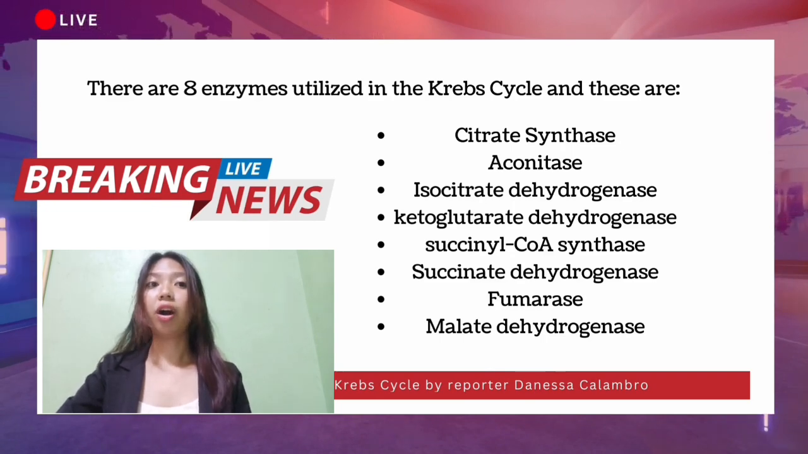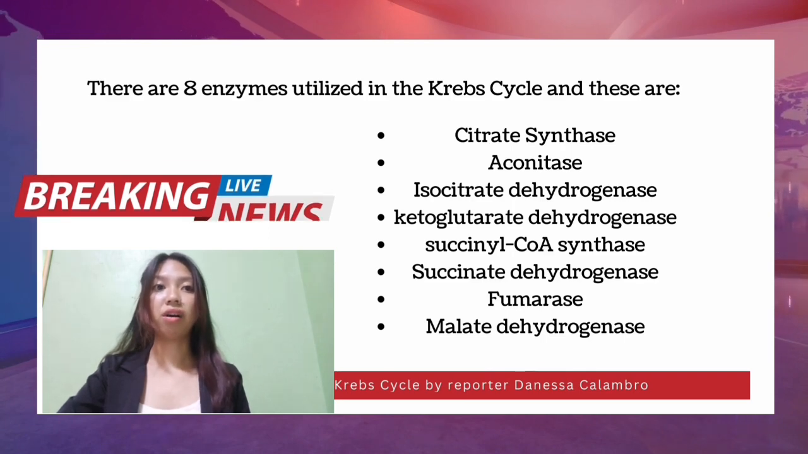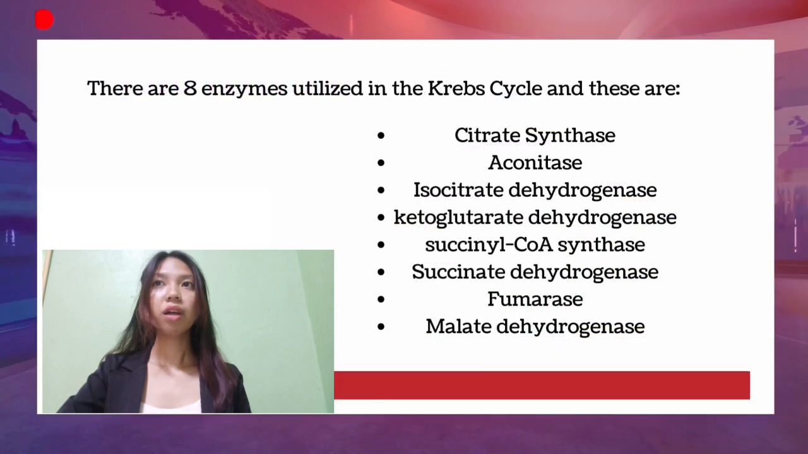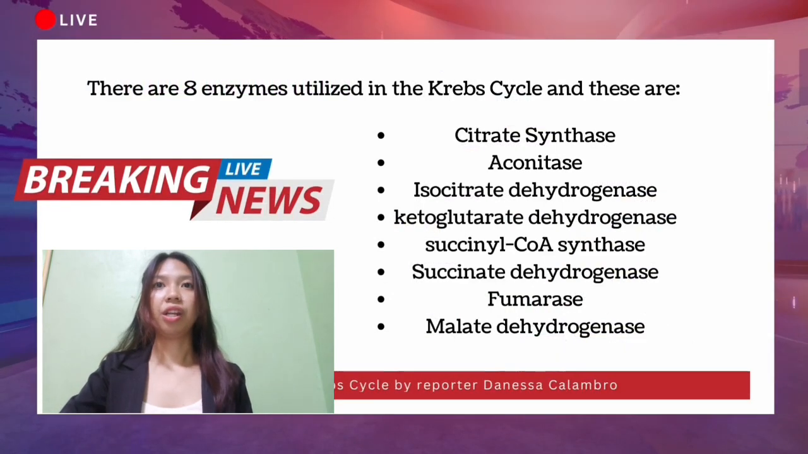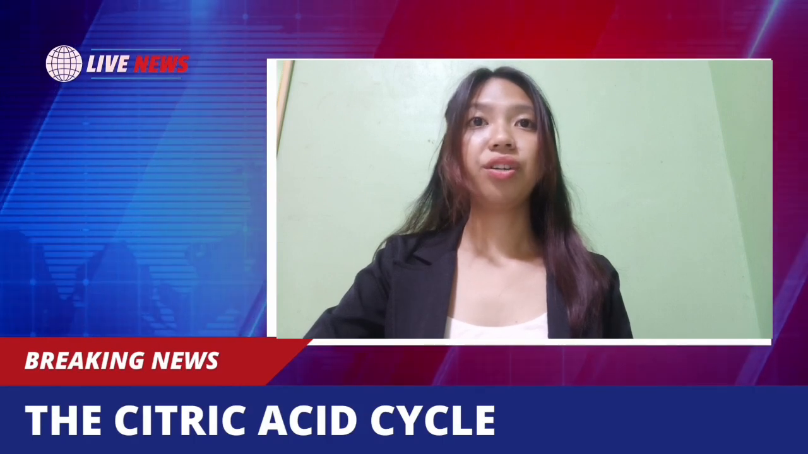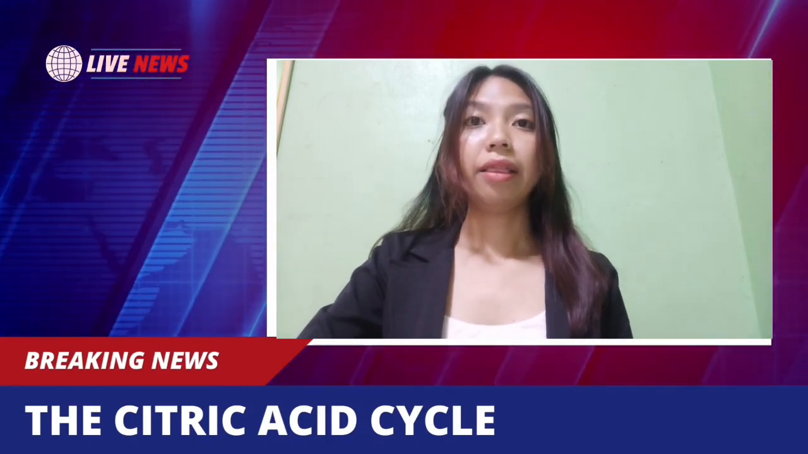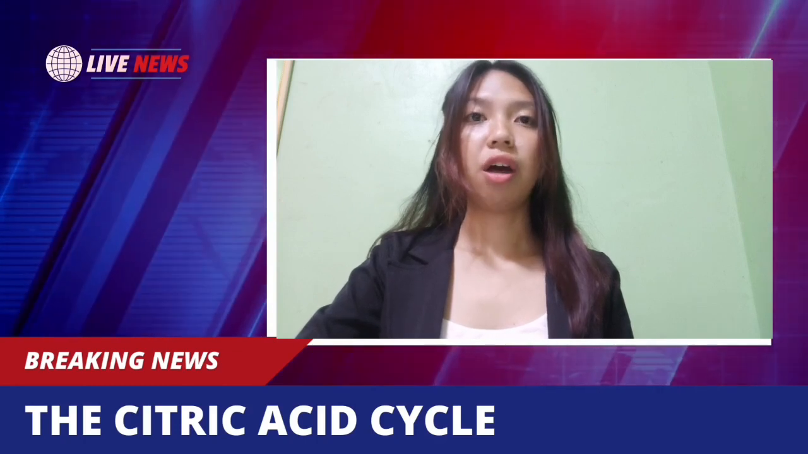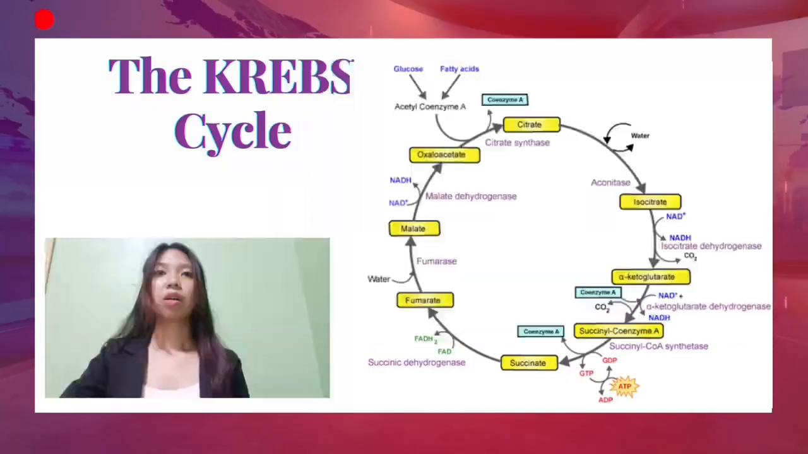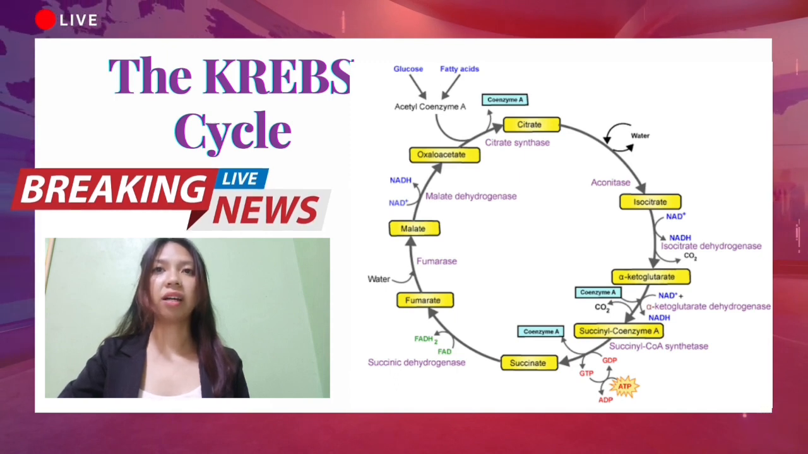So there are 8 enzymes that are utilized in the Krebs cycle, and these are the following. You can see it in the presentation. So what we had discovered earlier was just the preparation stage of the Krebs cycle. We ended with the production of acetyl-CoA, right? So the acetyl-CoA is the fuel for the citric acid cycle.